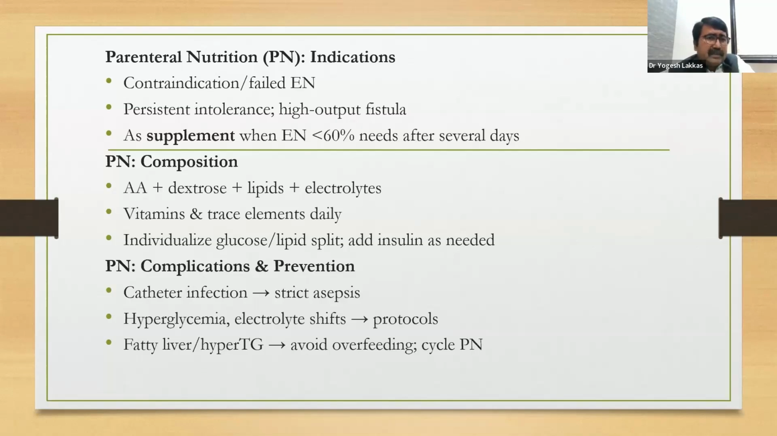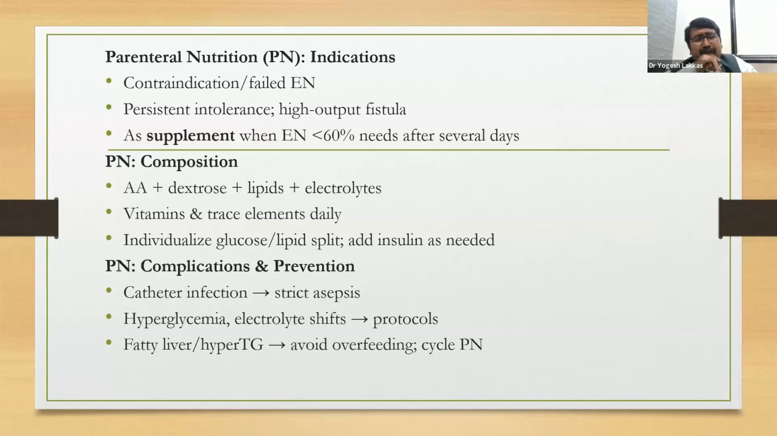Then parenteral nutrition composition: amino acid, dextrose, lipid, electrolytes, vitamins, trace elements daily. Individualize glucose and lipid split, add insulin as needed. Parenteral nutrition complications and prevention. As we are seeing these principles of the nutrition therapy, you have to know the specific indications and contraindications.